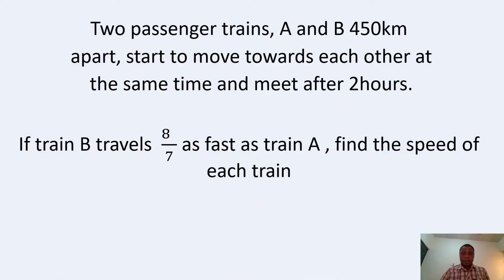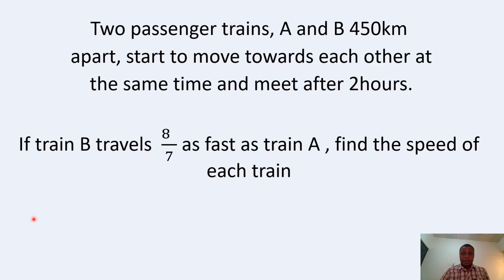This is what we have for today. Two passenger trains A and B, 450 kilometers apart, start to move towards each other at the same time and meet after 2 hours.